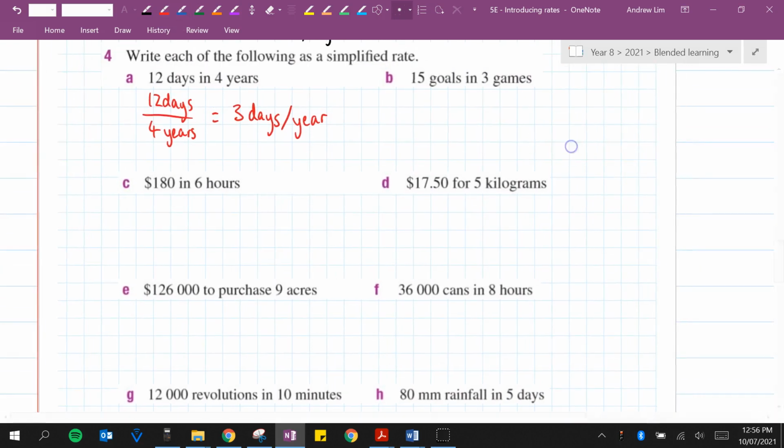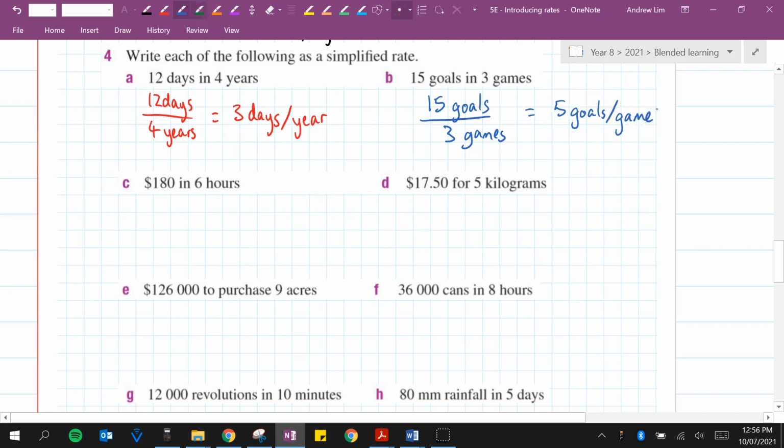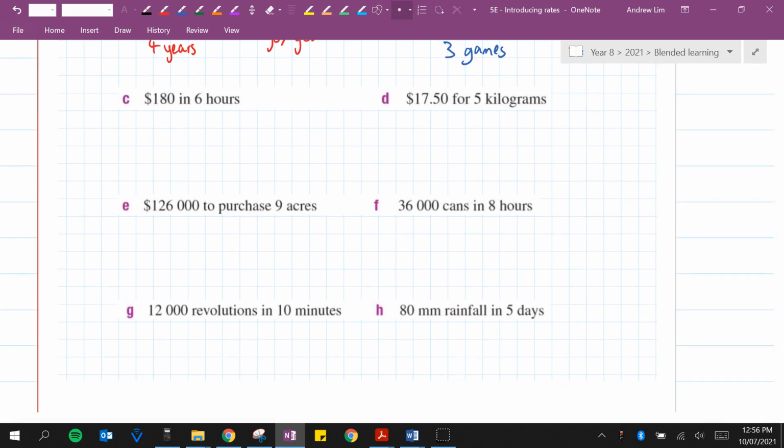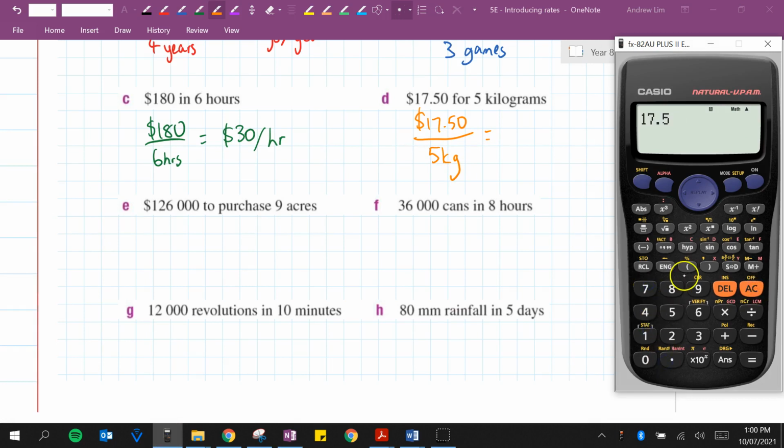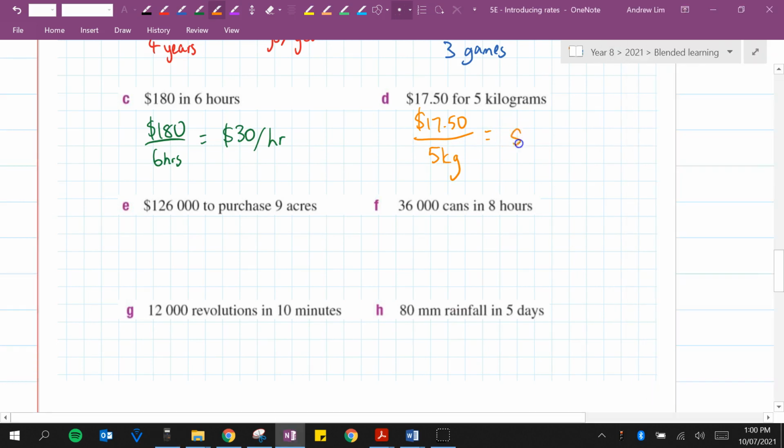Okay, let's go through these answers. 15 goals in 3 games is equal to 5 goals per game. $180 in 6 hours is equal to 180 divided by 6, which is $30 per hour. $17.50 for 5 kilograms. 17.5 divided by 5 is $3.50 per kilogram.